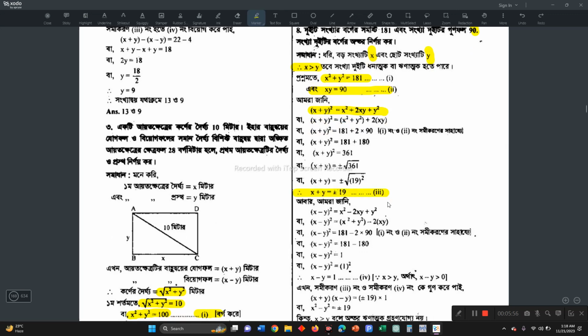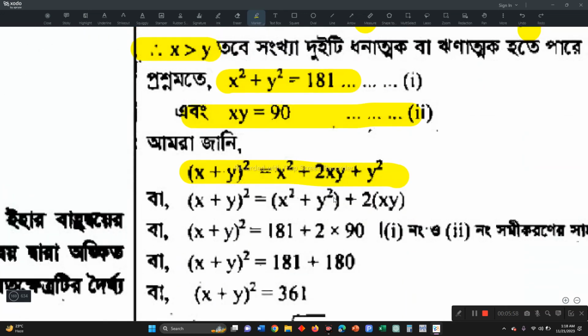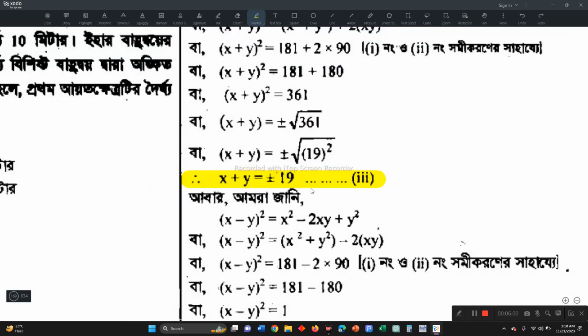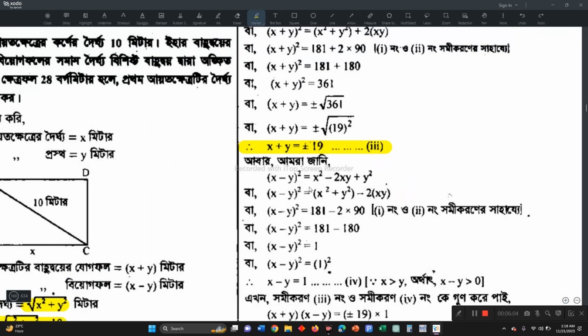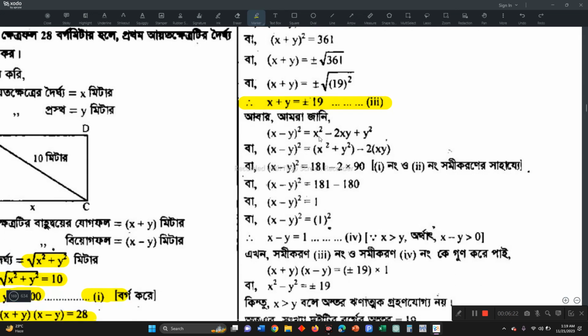But what we have got there, as they have said, if x and y are both positive numbers, then the addition and the subtraction of two positive numbers will always be a positive value, not a negative value. But if either of the numbers is negative, the summation or the subtraction of these two numbers can be negative. So we have to write x plus y is equal to plus or minus 19.